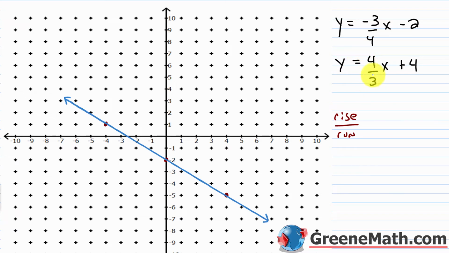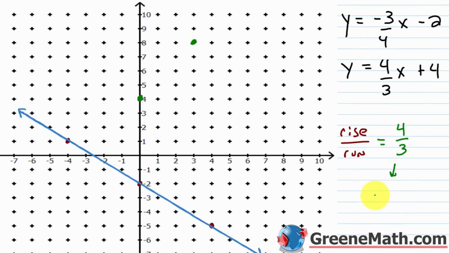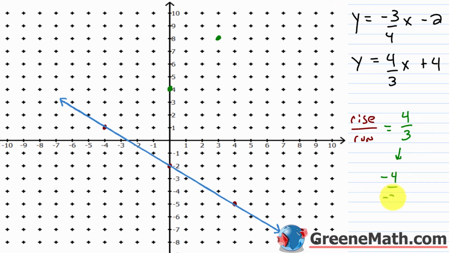We have y equals 4/3 x plus 4. So the y-intercept will occur at 0, 4, and that's going to be right here. And the slope is 4/3. So again, with rise over run, I can go up 1, 2, 3, 4, and to the right 1, 2, 3. And the other thing I can do, remember, negative over negative is also positive. So I can do -4 over -3.